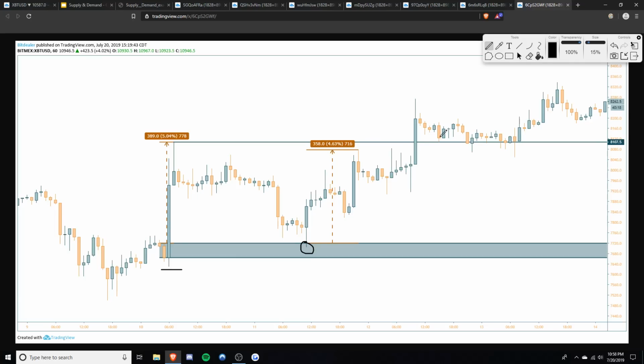I guess this one doesn't work out as perfect. You could have taken this, I guess, targeted these highs, but eventually price did break through this and then actually flipped it as support. But this is just an example of how you can take measured moves and pretty much find targets.